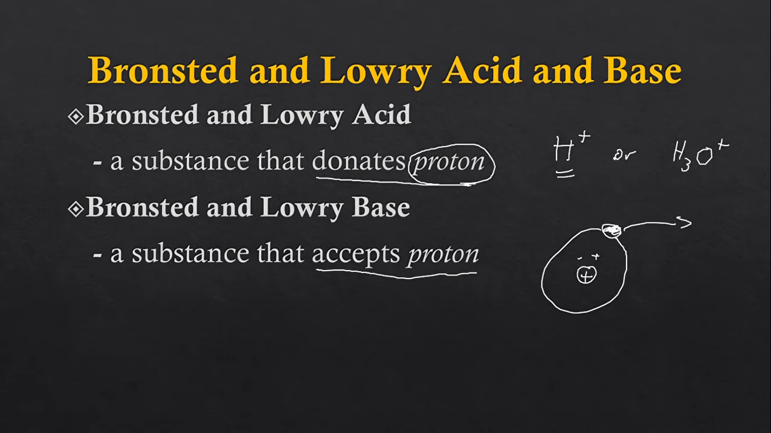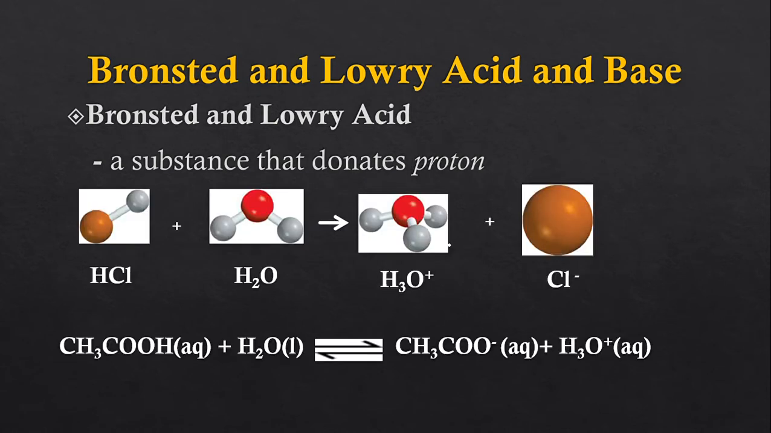Naghahanap yan ng mga kakabitan. So, kakapit siya kay water to form what we call as hydronium ion. Okay? So, again, Bronsted-Lowry acid nagdo-donate ng proton or hydrogen ion, while a Bronsted-Lowry base accepts a proton. Siya naman yung tagatanggap ng binigay ng acid. Okay. So, example natin ng Bronsted-Lowry acid ay, again, yung HCl.